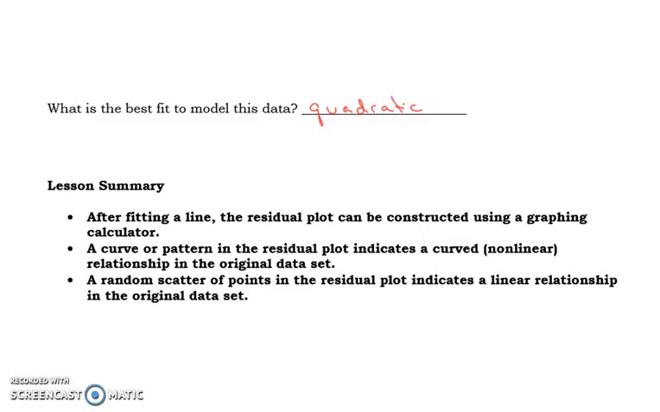So a residual plot can be made by using the graphing calculator, or we can do it by hand. A curve or a pattern in the residual plot indicates a nonlinear relationship, so a linear model is not a good fit. And a random scattering of points in the residual plot indicates a linear relationship in the original data set.